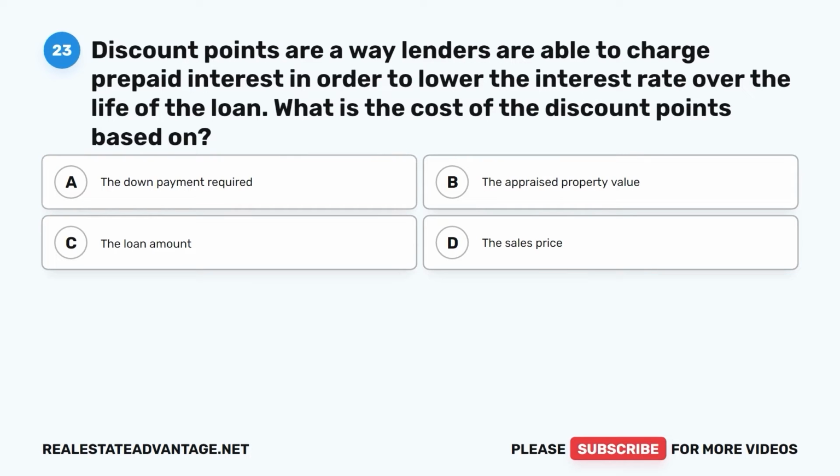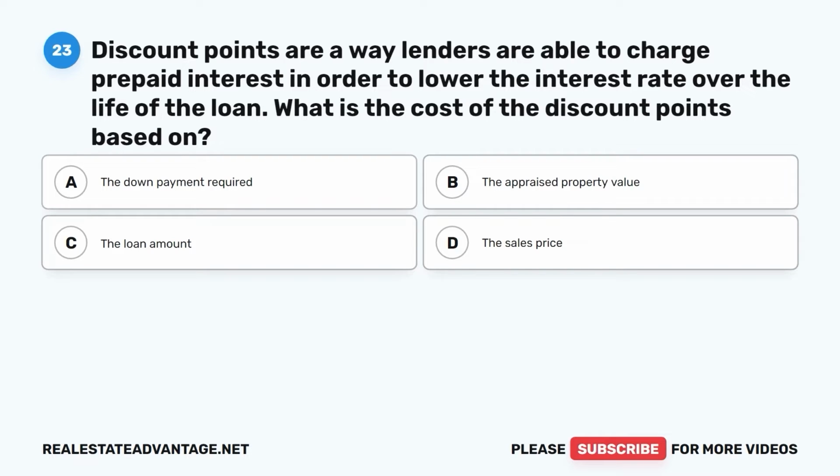Question 23. Discount points are a way lenders are able to charge prepaid interest in order to lower the interest rate over the life of the loan. What is the cost of the discount points based on? A. The down payment required. B. The appraised property value. C. The loan amount. D. The sales price.